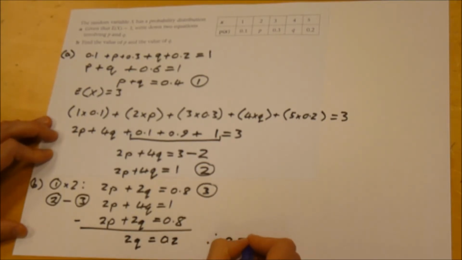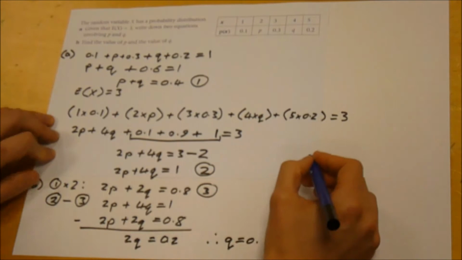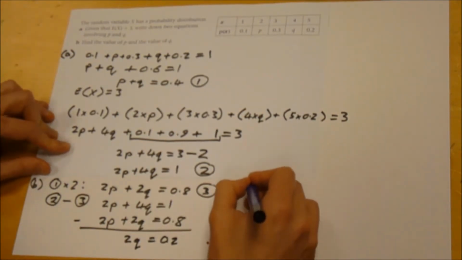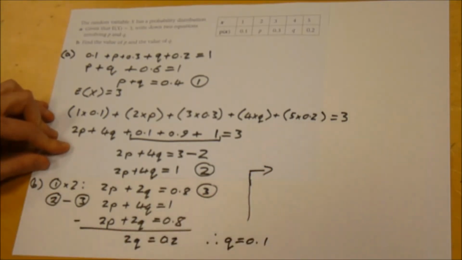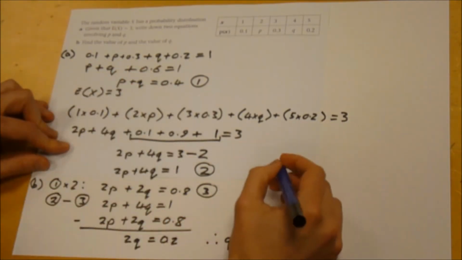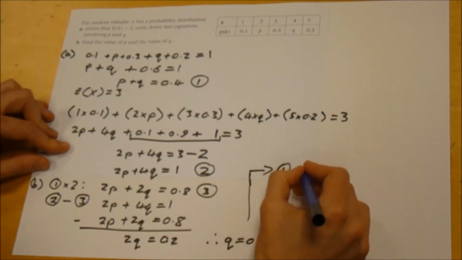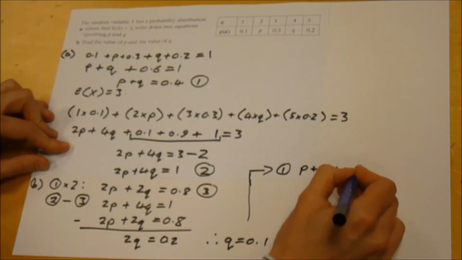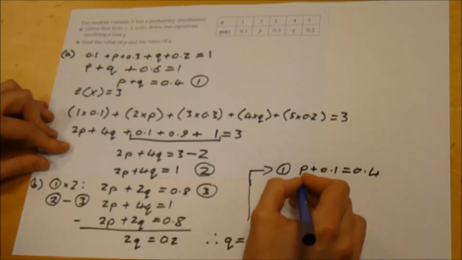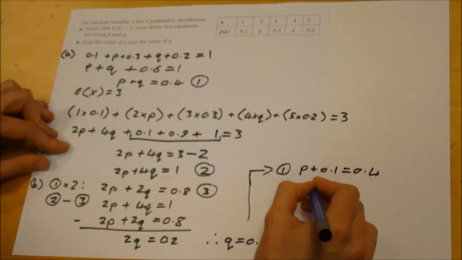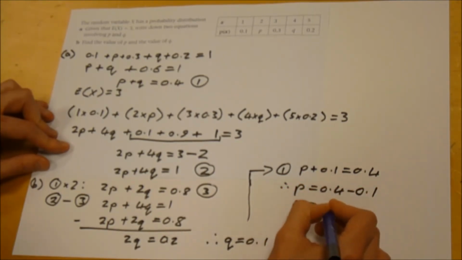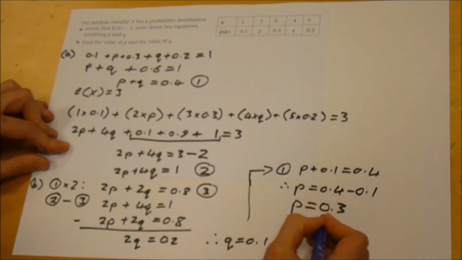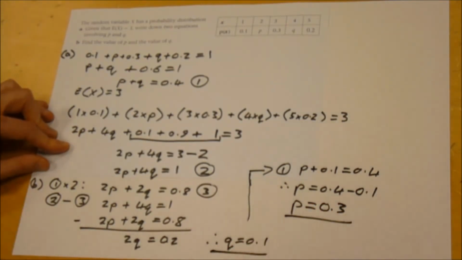Therefore, q equals 0.1. Alright, so now let's take that information and sub it in. I'd say the easiest one to sub it into is equation 1. So let's sub it into 1. So now that's p plus 0.1 equals 0.4. Therefore, p equals 0.4 minus 0.1. p equals 0.3. I've got my two answers.